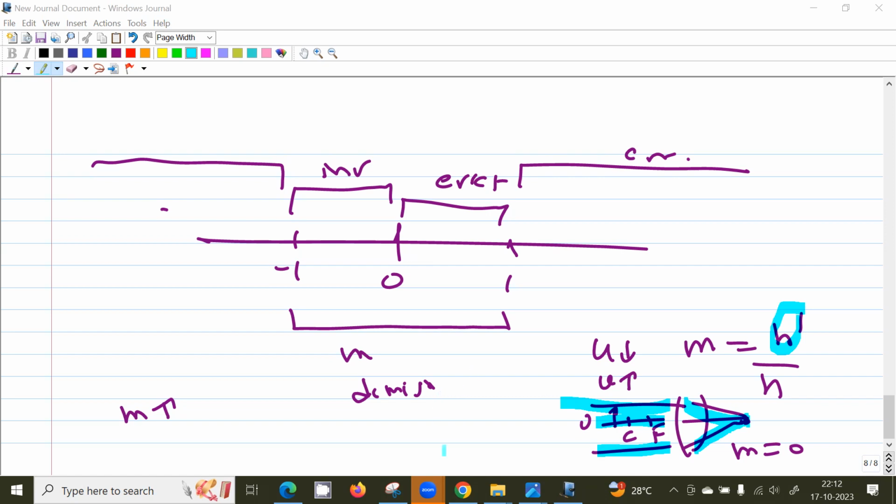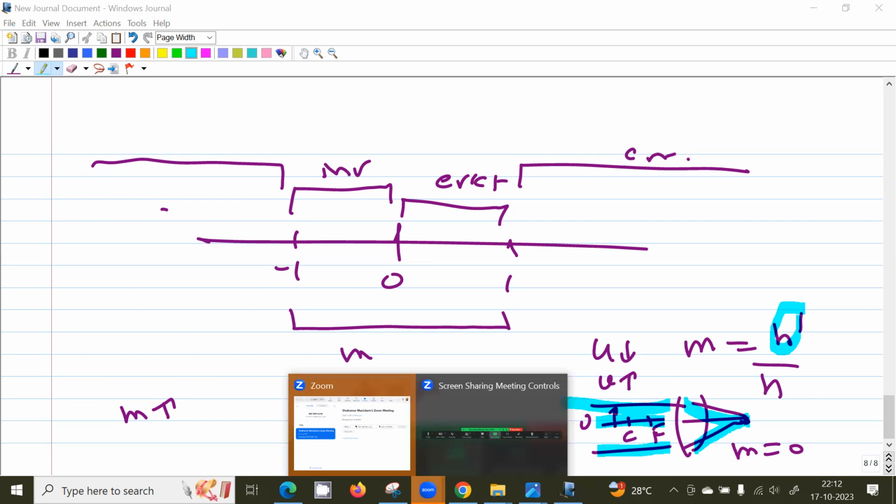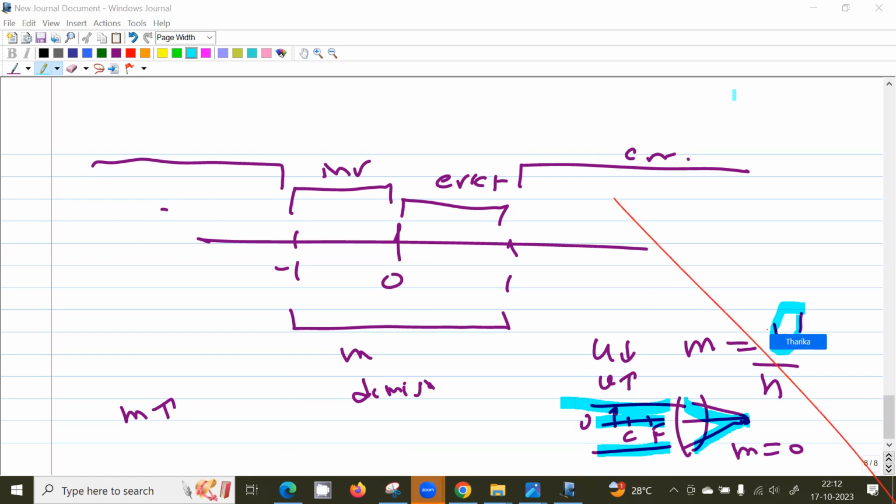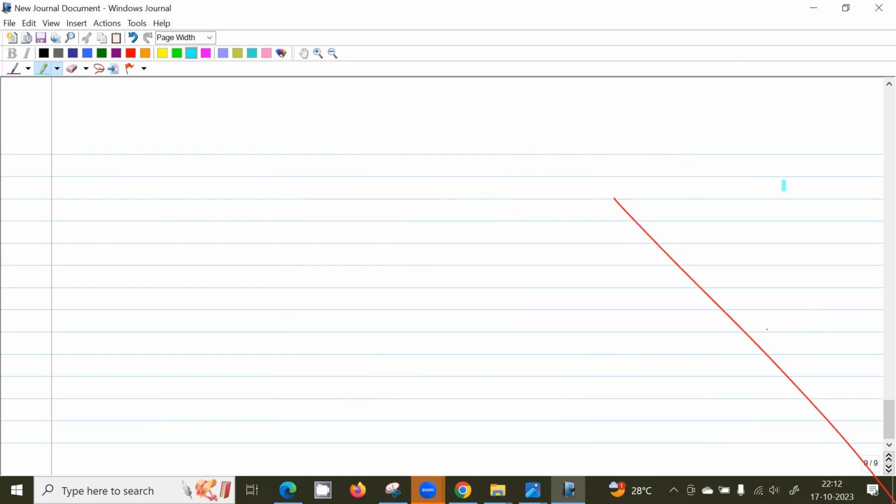Sir, when do we say that the size of the image is equal to the size of the object? When V equals U. Can there be any possibility where V will be equal to U, sir? You can figure that out.